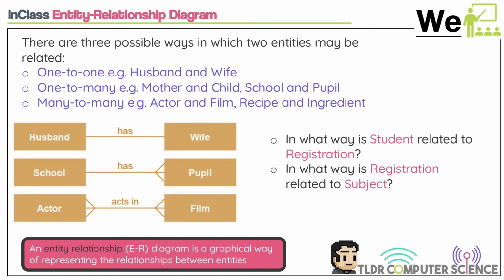With whatever attributes they could have associated. An actor could have presumably a name, age, stuff like that. There are three possible ways in which two entities can be related. So it's one-to-one. So one entity has a relationship with one entity over here. So one husband has one wife in this concept.